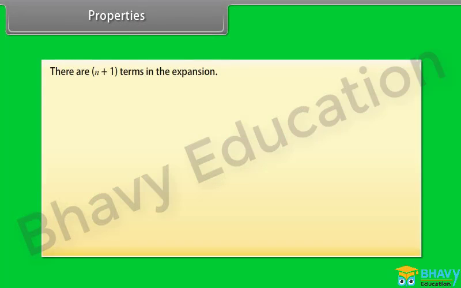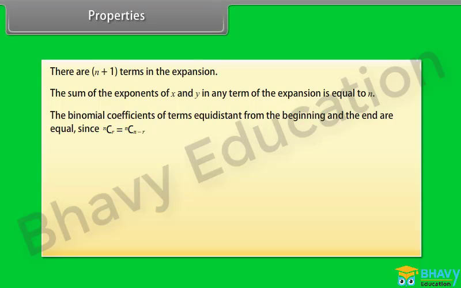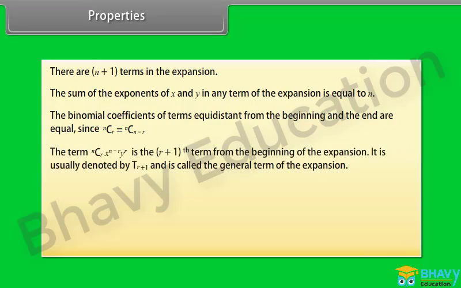Properties. There are n + 1 terms in the expansion. The sum of the exponents of x and y in any term of the expansion is equal to n. The binomial coefficients of terms equidistant from the beginning and the end are equal, since nCr is equal to nC(n - r).